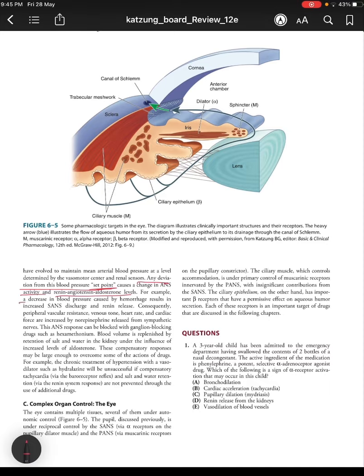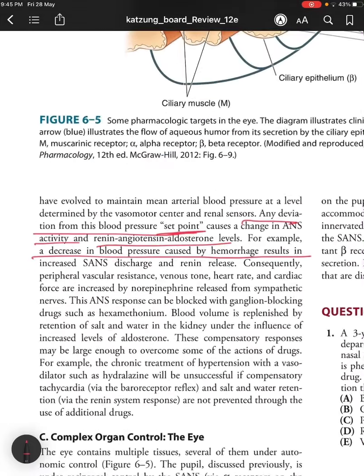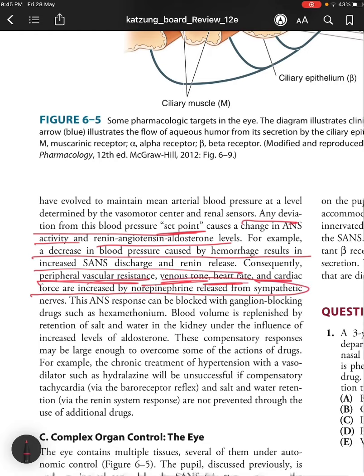levels. For example, a decrease in blood pressure caused by hemorrhage results in increased SANS discharge and renin release. Consequently, peripheral vascular resistance, venous tone, heart rate, and cardiac force are increased by norepinephrine released from sympathetic nerves. This ANS response can be blocked with ganglion blocking drugs such as hexamethonium. So hexamethonium is a ganglion blocking drug.